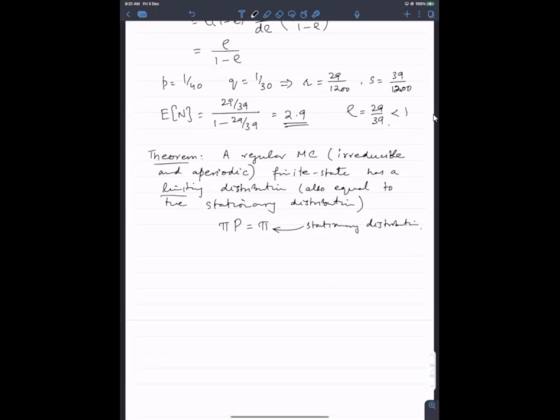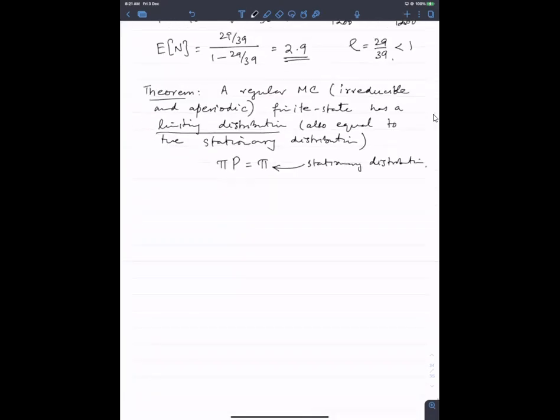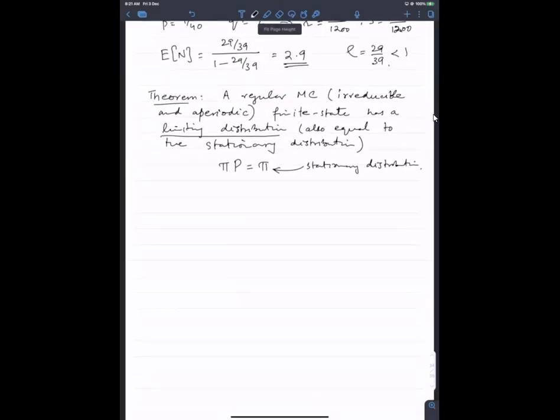And what is a limiting distribution? Limiting distribution is the distribution that you will eventually get, starting from any distribution. You can, of course, start from the stationary distribution, in which case you have got the limiting distribution right from the start. But what is the limiting distribution? It is the one where you start in any distribution and you stay in the Markov chain long enough.